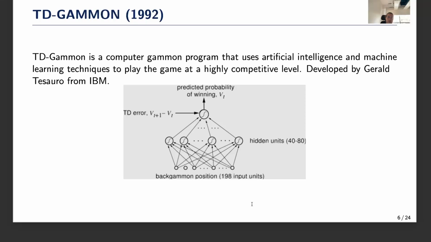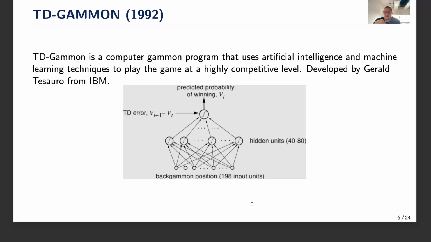Let's take a brief historical detour. Here starts our more historical and less technical part of the lecture. So let's talk about, I guess, one of the most important early milestones in reinforcement learning: TD-Gammon. TD-Gammon was developed in 1992 by Gerald Tesauro at IBM.